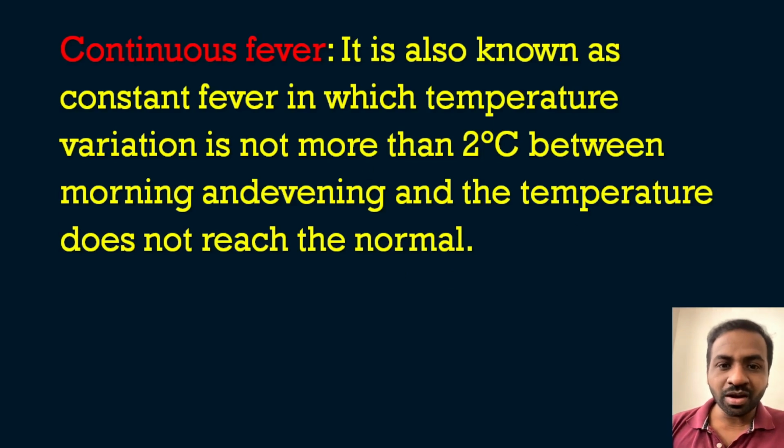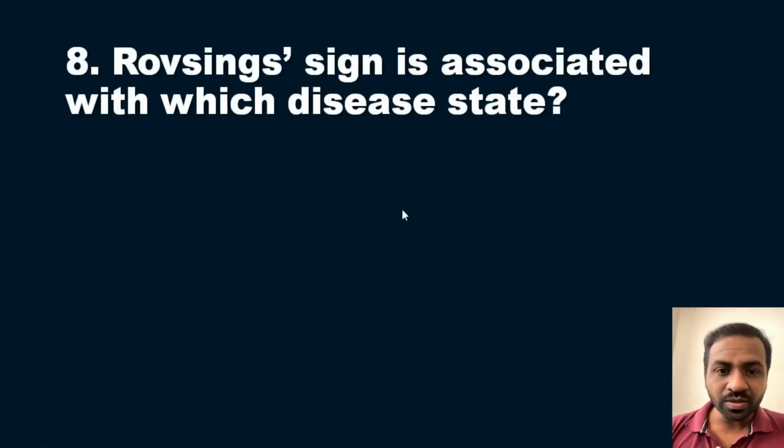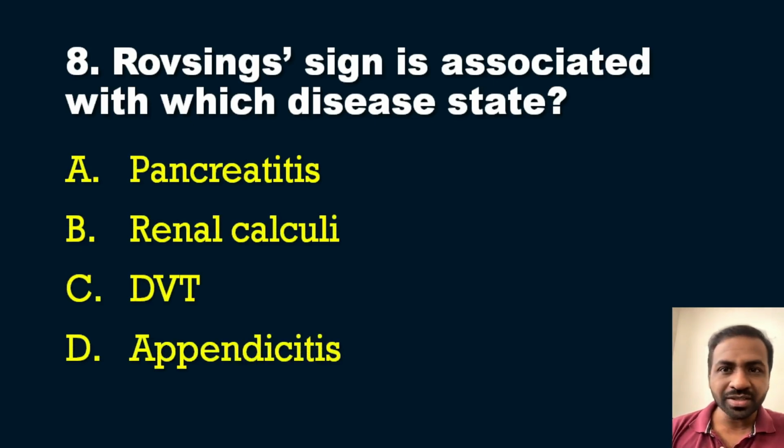I think you got information regarding the 4 types of fevers now. Now we will move on to our next question, that is the 8th question. This is from the gastrointestinal system, and the question is, Rovsing's sign is associated with which disease state? And the options for you are, option A, pancreatitis, option B, renal calculi, option C, DVT, and the final option D, appendicitis.